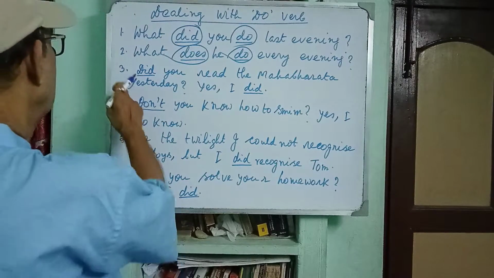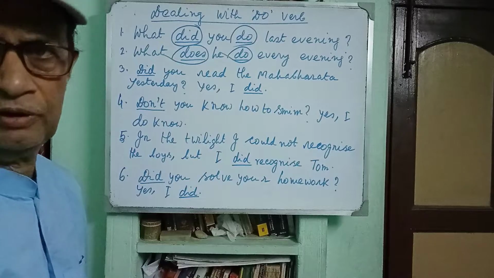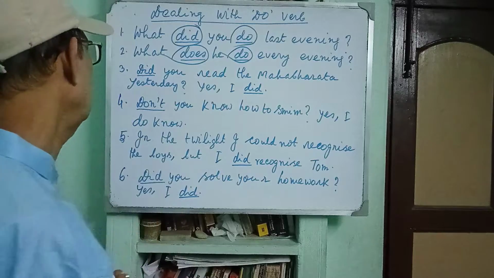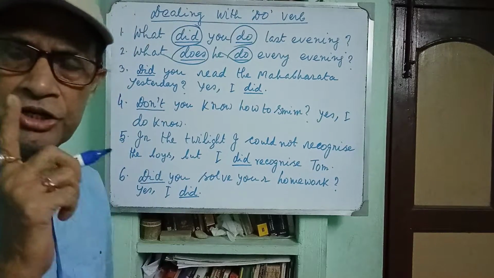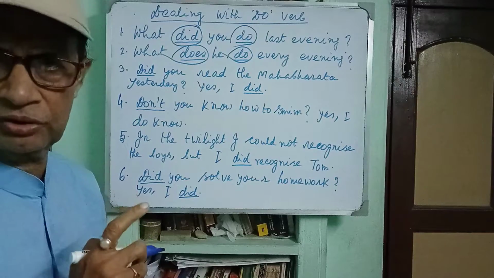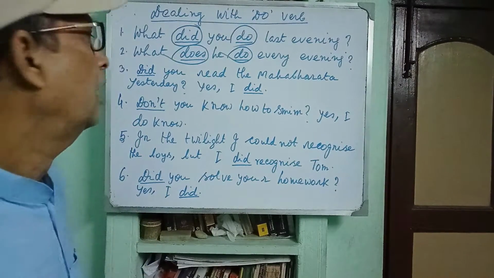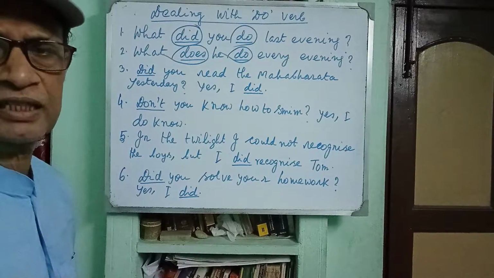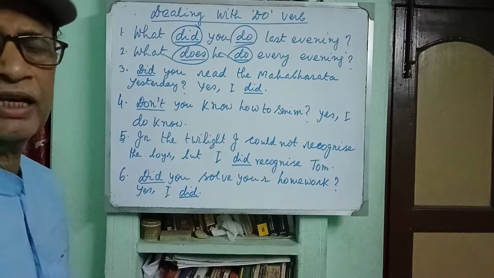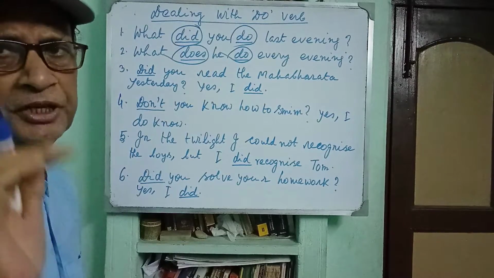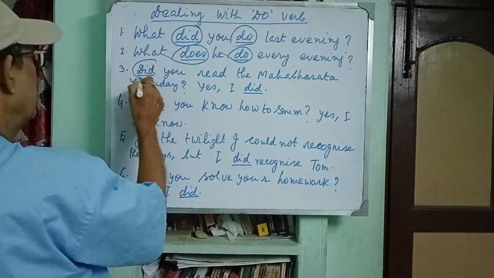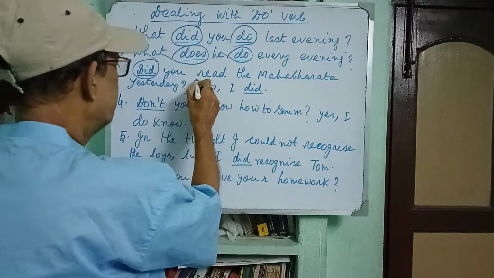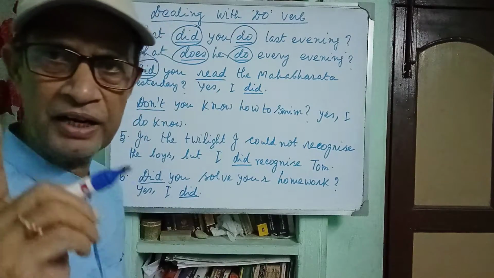Now come to the third example. Did you read the Mahabharata yesterday? You see, it is in the past form. As the interrogative sentence is in the past form, when you are using do verb, it must be did. So, did is auxiliary verb and read is principal verb, that is the finite verb.